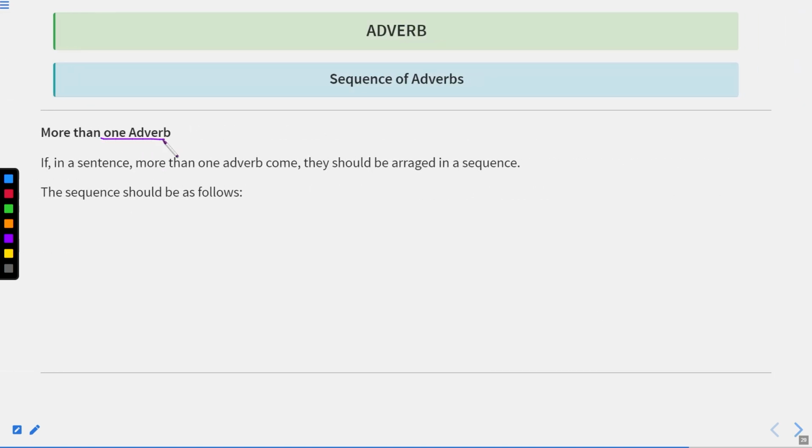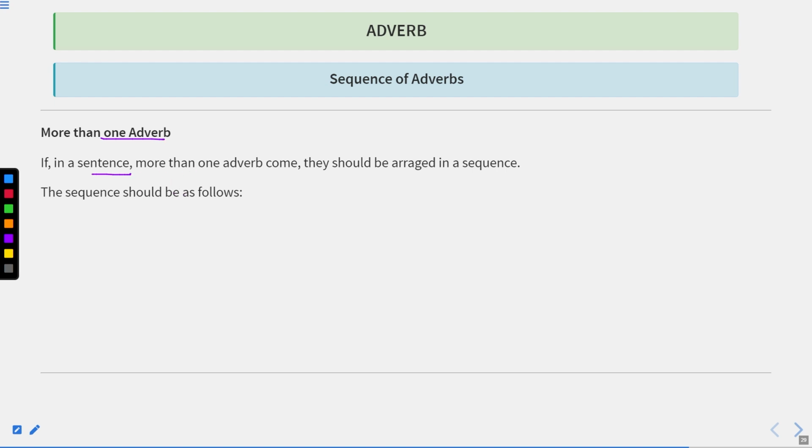More than one adverb. Now this is a very, very important concept about adverbs. We do have a sequence of adverbs. Suppose there are multiple types of adverbs which come in a sentence. Suppose we have a sentence in which we have adverb of manner, adverb of place, and adverb of time, all these three in a single sentence. What will happen then?